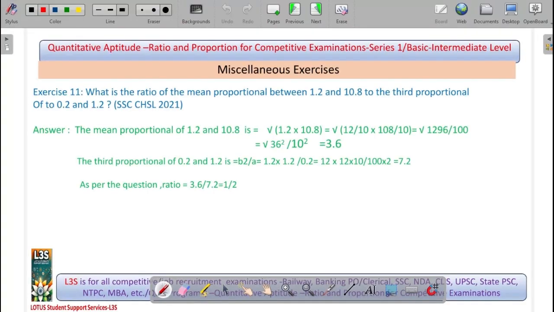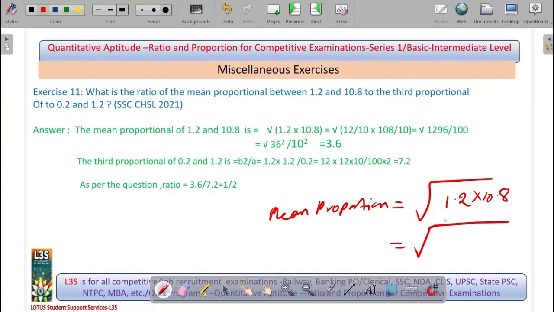Next question. What is the ratio of the mean proportional between 1.2 and 10.8 to the third proportional of 0.2 and 1.2? So first, let's find out the mean proportion between 1.2 and 10.8. We know this is root over 1.2 into 10.8.